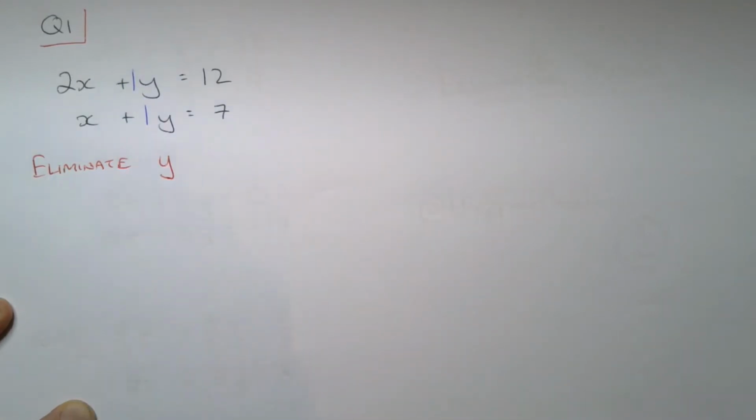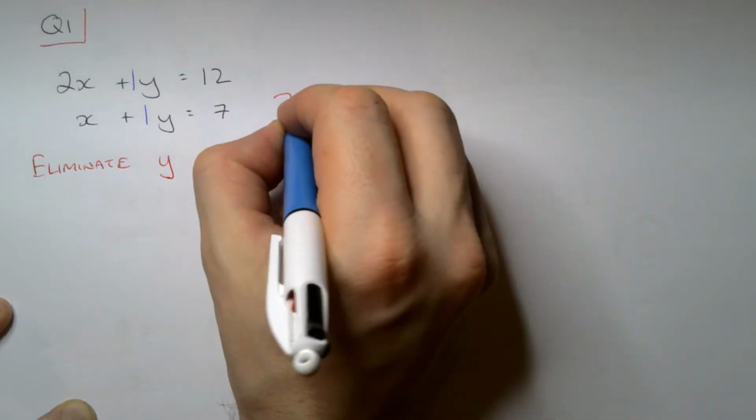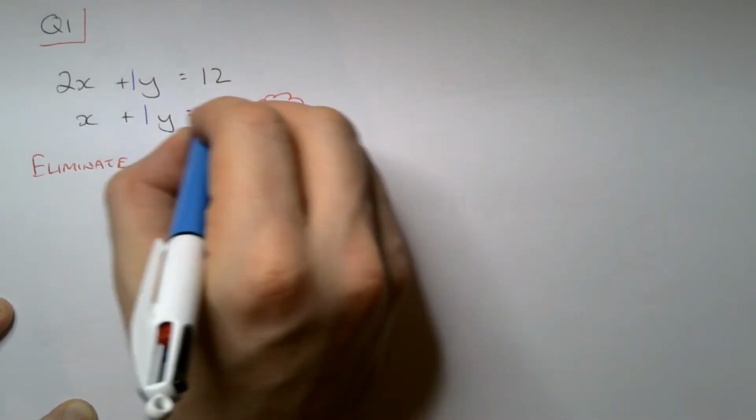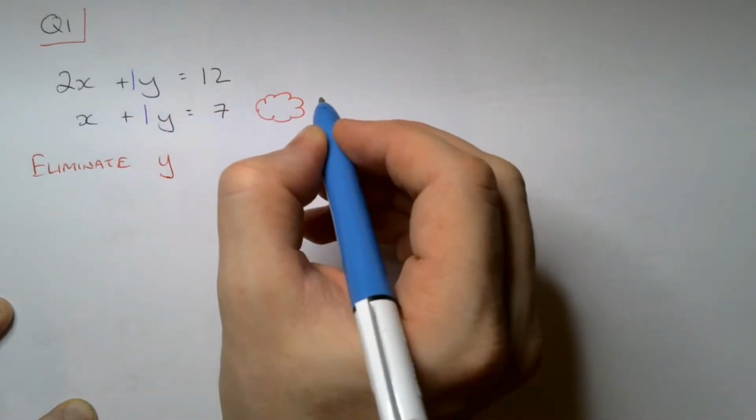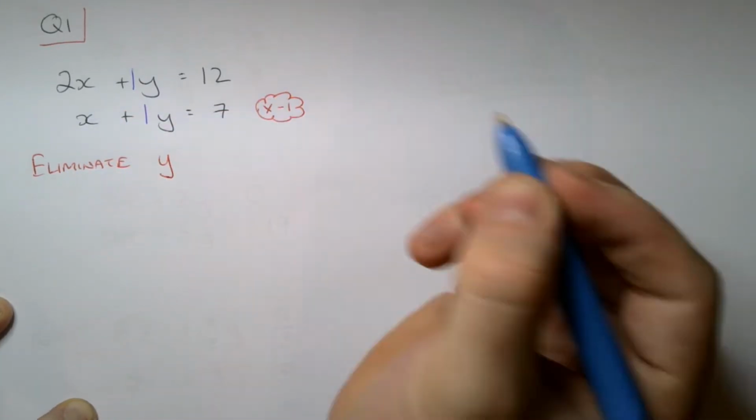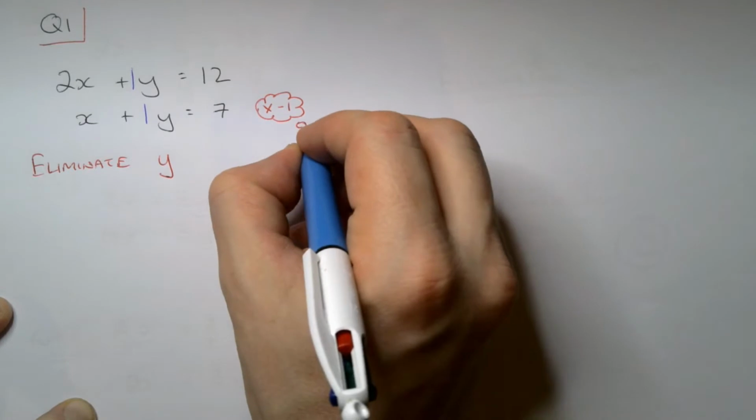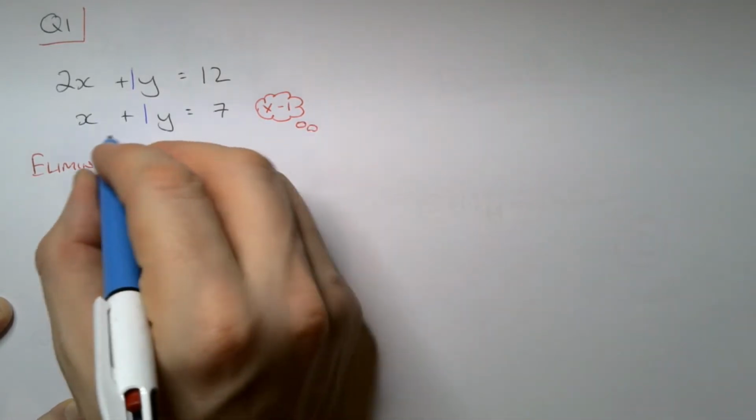So in order to do that, I'm going to have my little thinking cap on, and my little thought bubble, and I'm going to say this line here, to make this a negative 1, I'm going to multiply it by minus 1. So that's me thinking here. So I'm going to multiply this entire line by minus 1.